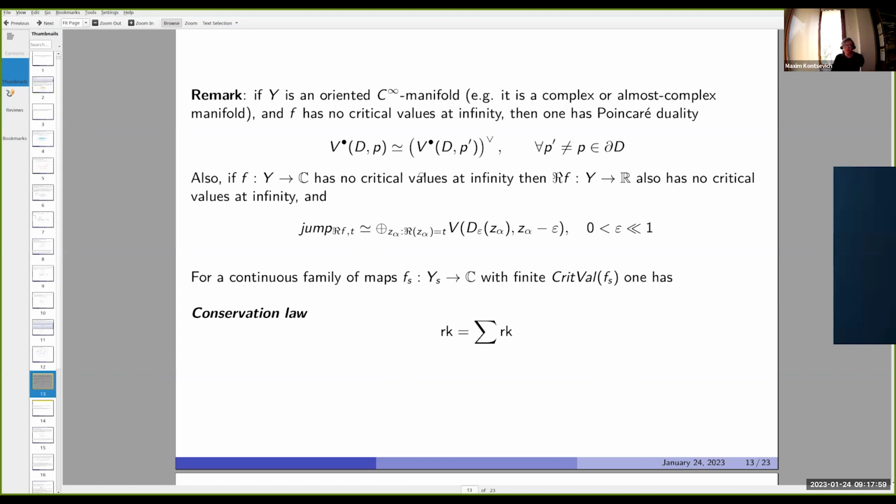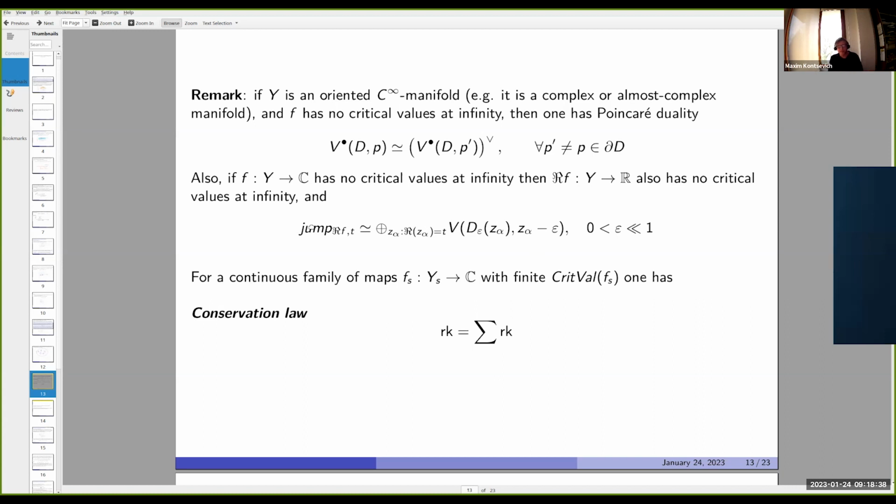The story of how it's related to the real and complex story is actually a very nice elementary observation. If you get a map, holomorphic or just not holomorphic, with isolated critical values, to C, and it has no critical values at infinity, then the real part of the map, which maps to R, also has no critical values at infinity. And you can calculate it through the space associated to small disks at points in the complex plane, the same as for the real part.